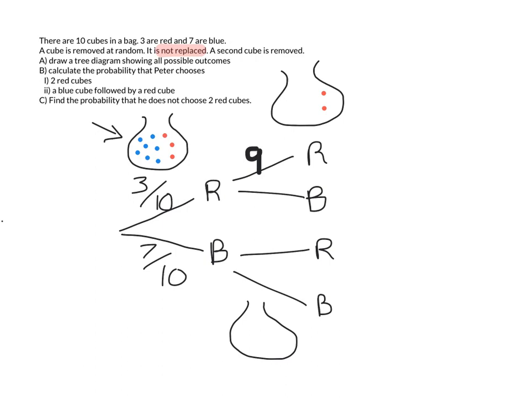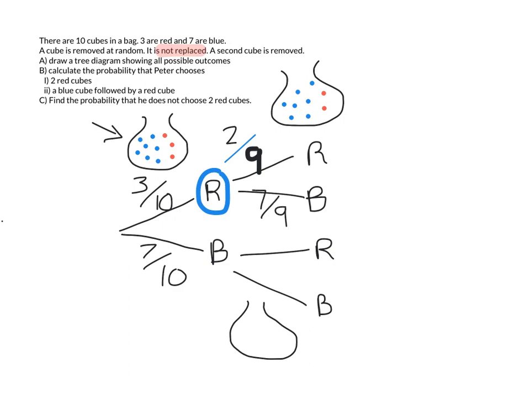The blues, however, are going to be exactly the same. We haven't used a blue along the top line. We've only used a red. So that means the blues are still going to be 1, 2, 3, 4, 5, 6, 7. So it would end up that to pick a red again is going to be 2 out of 9. To pick a blue would be 7 out of 9.